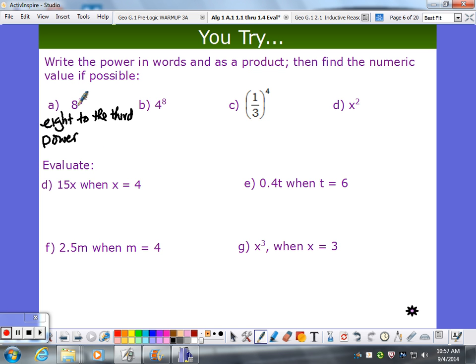And as a product, how do I write 8 to the 3rd as a product? What's the word product mean? Multiply. So how would I expand that? Well, it's factors. Remember what factors are? I want 3 factors of 8. 8 times 8 times 8. 3 factors of 8. That's all I'm looking for. Okay? So do that for these, and then when you finish those, evaluate these expressions. Do the substitution. This should take a few minutes.